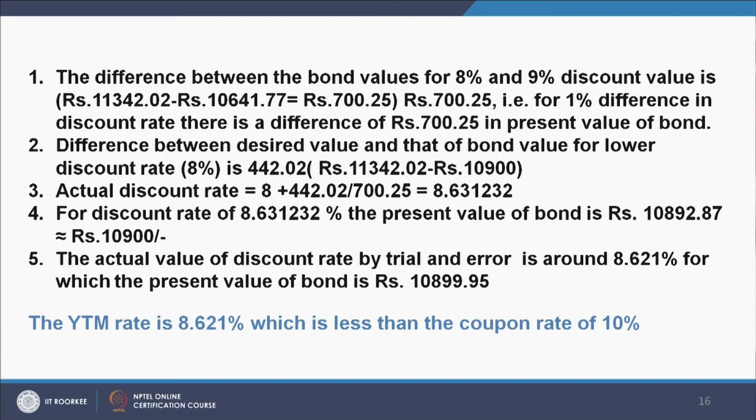But the actual value of the discount rate by trial and error is about 8.621, for which the present value of the bond is 10,899.95. So, the YTM rate is 8.621, which is less than the coupon rate of 10%.